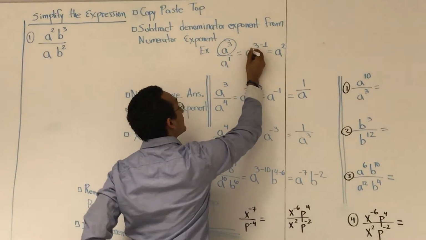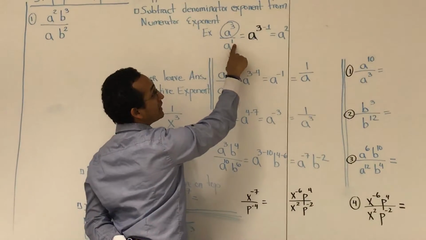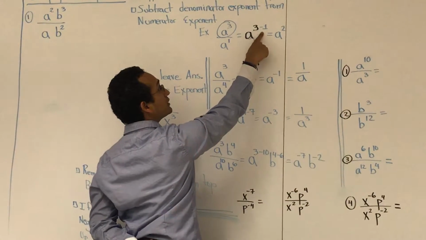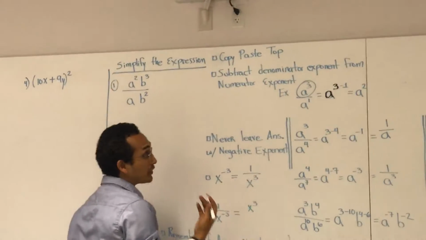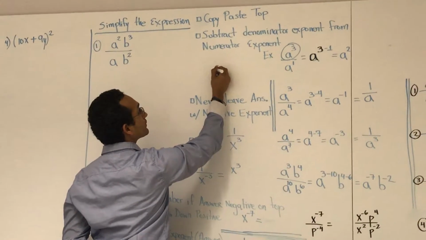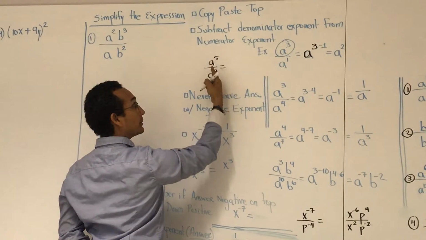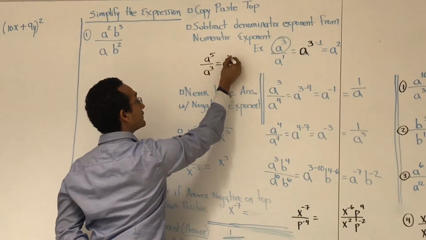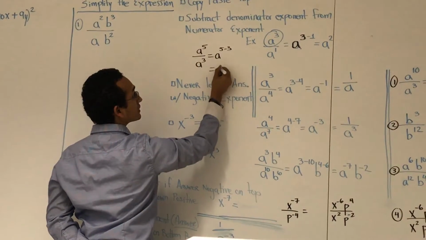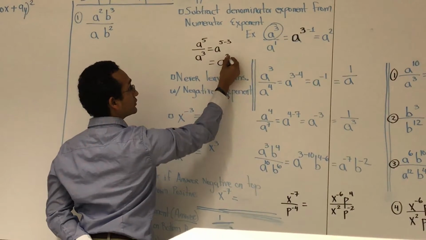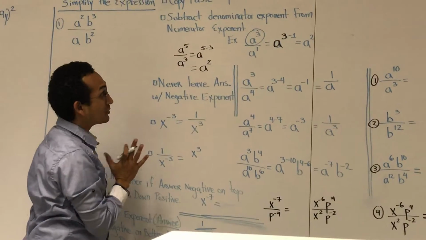So if you notice, I did a to the 3rd, copy paste. Then you're going to subtract the denominator exponent from that. So 3 minus 1 is a squared. Now, let's use another example. If you have a to the 5th over a to the 3rd, copy paste the top, a to the 5th, and subtract the 3. That becomes 5 minus 3 is 2. So a squared.